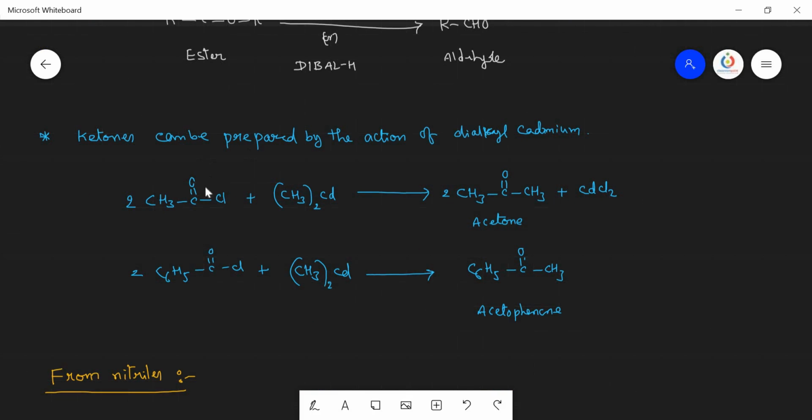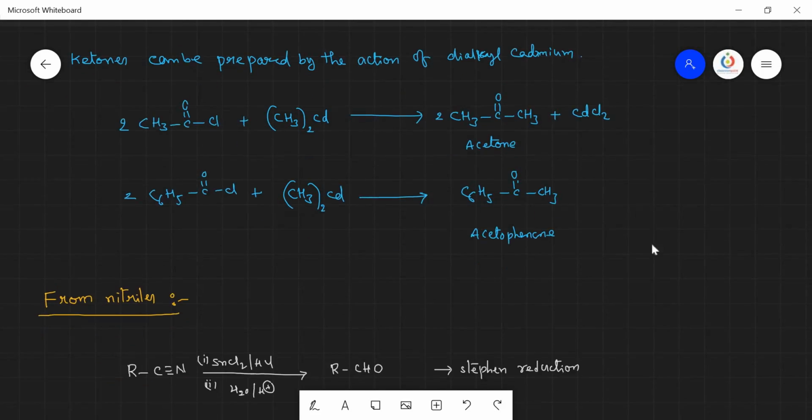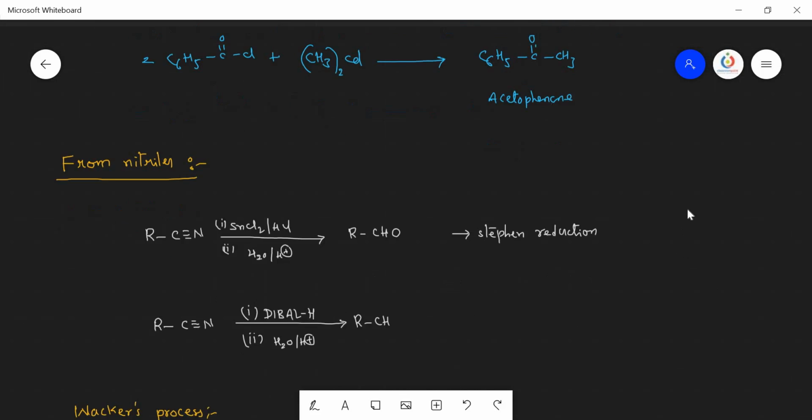Now ketones. If you want to prepare them from the acid chlorides, as I just said, these are to be subjected to organometallic compounds. Here it is a Gilman's reagent, that is dimethyl cadmium. So this methyl group replaces this chlorine and will occupy this particular position. Since there are two methyl groups here, we are taking two acid chloride groups. So we get acetone, and these two chlorines from the two molecules will be connected to the cadmium, giving CdCl2, cadmium chloride.